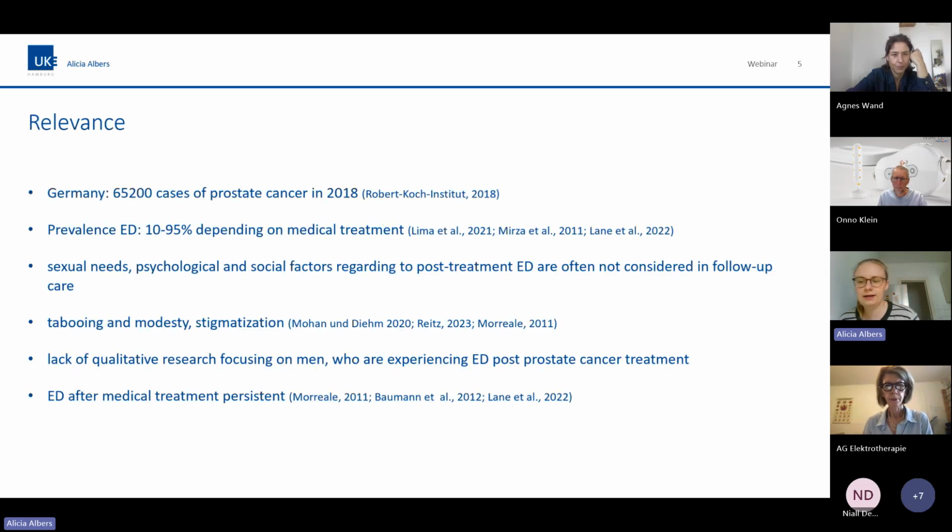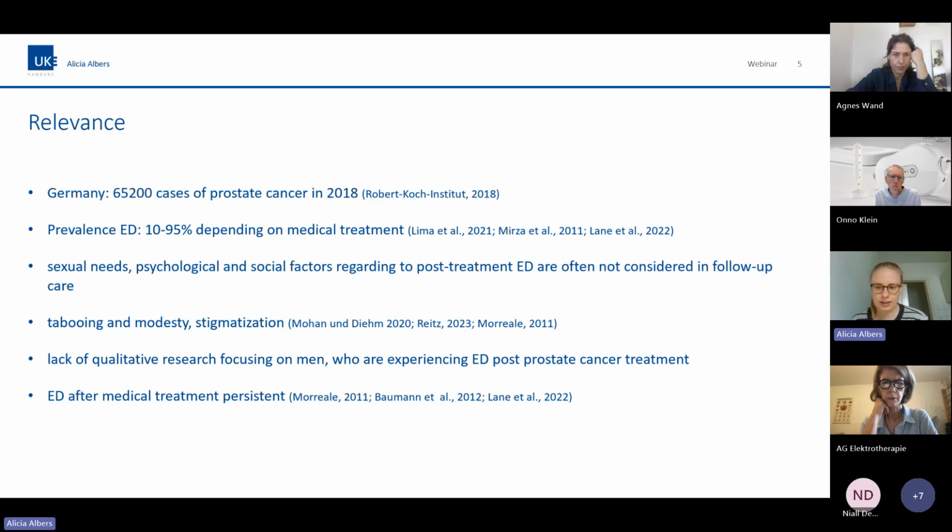First of all, here are some facts. I found that in Germany, there have been 60,500 cases of prostate cancer in 2018. And it's the second most common cancer in men after lung cancer. The prevalence of erectile dysfunction differs from 10 to 95%, depending on the medical treatment.